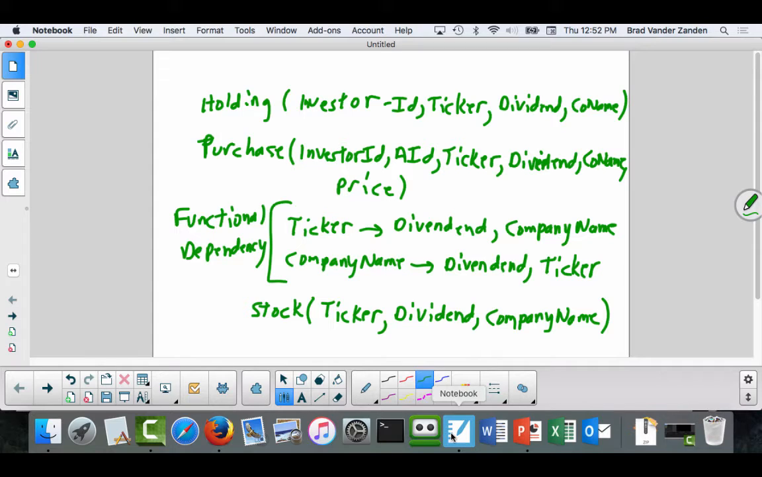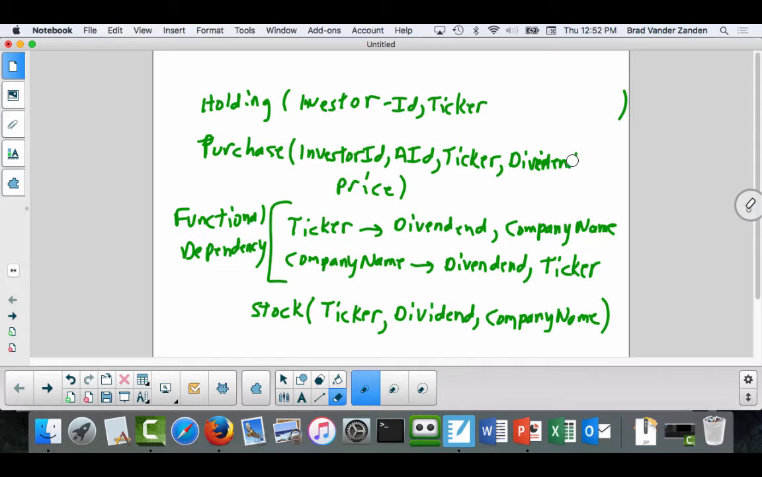At any rate, normalization is going to give us a way to remove these functional dependencies, and then we would end up also removing from here, we would only keep the ticker in here, which is the determinant, and in here we would only keep the ticker. So the ticker would in effect become a foreign key that could then be used to join each of these two relations with the stock in order to get that information back.